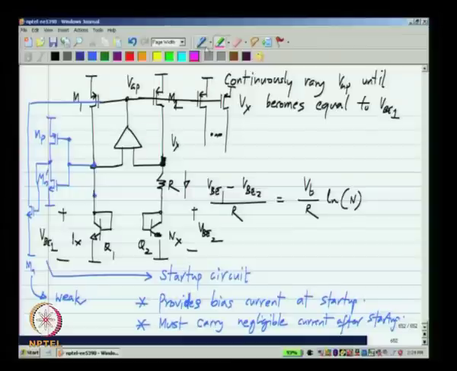Now, one of the things is that the offset of this should be small, because ideally these two voltages are made equal by the action of the negative feedback, but in reality there will be a difference between them equal to the offset. So, that will cause an error in the current. So, you would like the offset to be as small as possible, so that the error also is as small as possible.